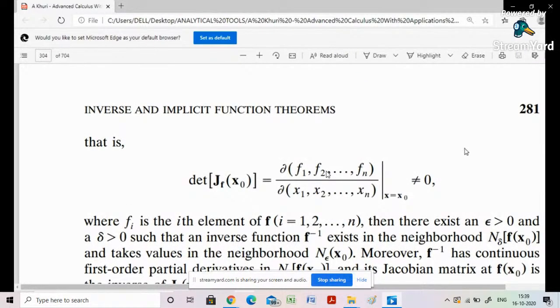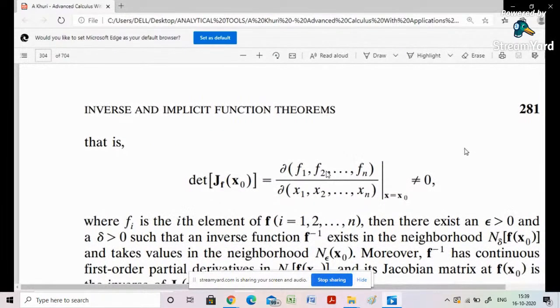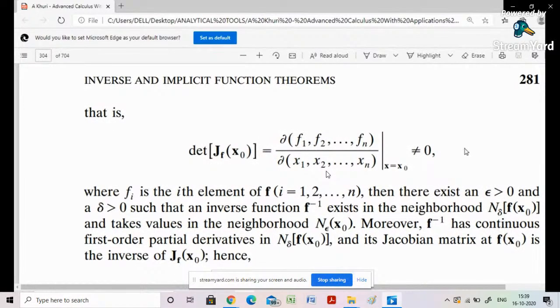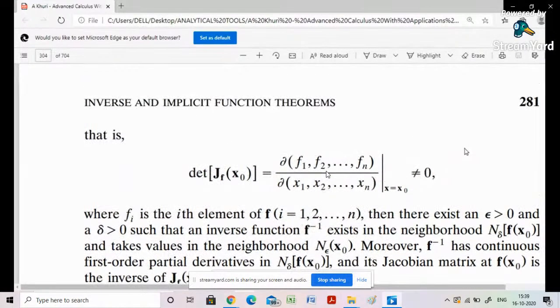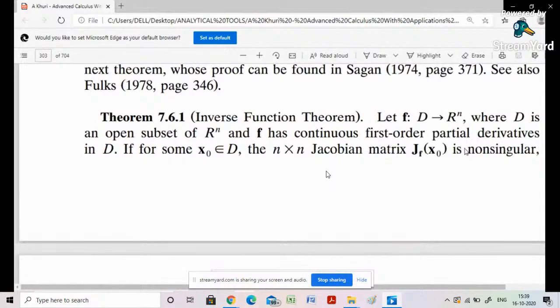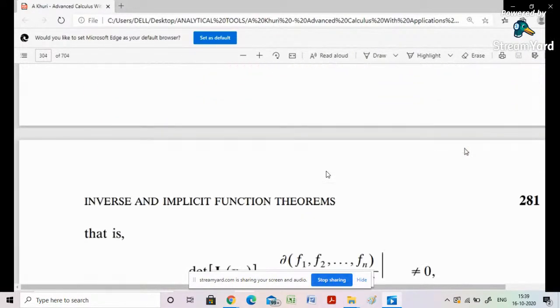What is a non-singular Jacobian? Non-singularity of a matrix means the determinant of that matrix is not equal to 0. So the determinant of Jf of x naught, denoted as dou (f1, f2, ..., fn) by dou (x1, x2, ..., xn), evaluated at x equal to x naught, is not equal to 0, where fi is the ith component of f. So there are two conditions: f has continuous first order partial derivatives, and the Jacobian matrix is non-singular.